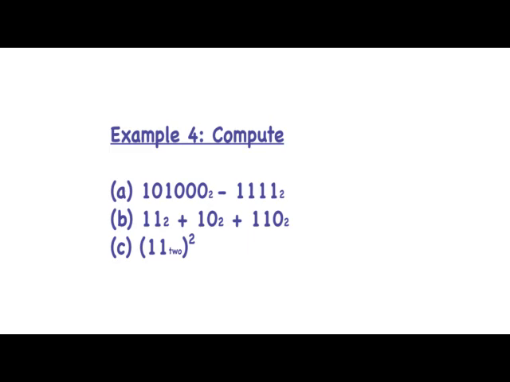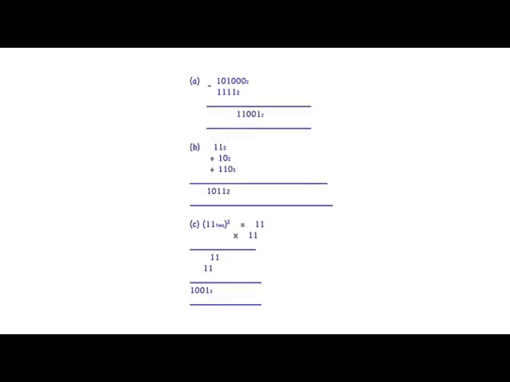101000 base 2 minus 1111 base 2. B, we have 11 base 2 plus 10 base 2 plus 110 base 2. And C, we have 11 base 2 all squared. Solution A, we have 101000 base 2 minus 1111 base 2. And what do you do? You arrange these values according to their place value.